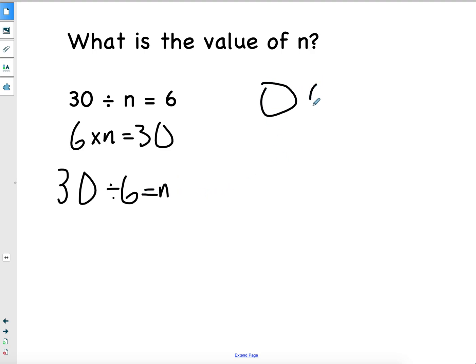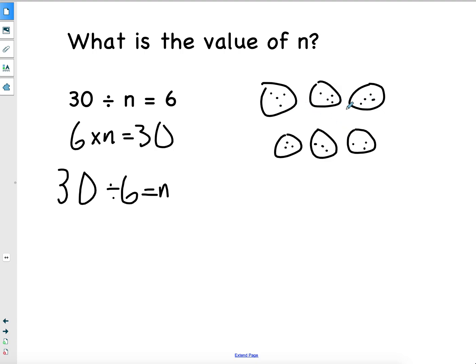So let me try and do equal groups to figure this out. I know there are 6 groups, and I want to see how much are in each group when I divide the 30. So let's go ahead and add 1 by 1. That's 6, 7, 8, 9, 10, 11, 12, 13, 14, 15, 16, 17, 18, 19, 20, 21, 22, 23, 24, 25, 26, 27, 28, 29, 30. So I see there are 5 in each group. That means that n equals 5.